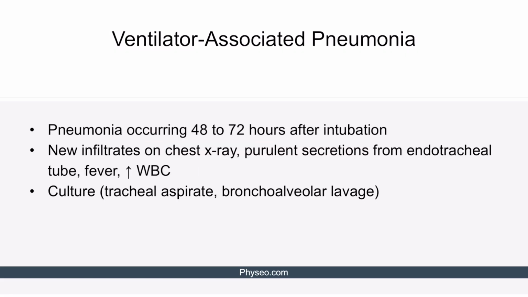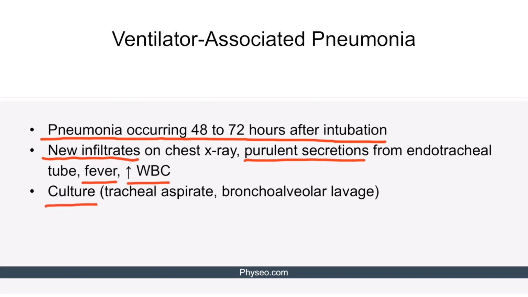Ventilator-associated pneumonia is a type of hospital-acquired pneumonia. It's defined as pneumonia occurring 48 to 72 hours after intubation. It manifests as new infiltrates on chest X-ray, purulent secretions from the endotracheal tube, fever, and increasing white blood cell count. For culture and sensitivity, tracheal aspirate or bronchoalveolar lavage can be done.